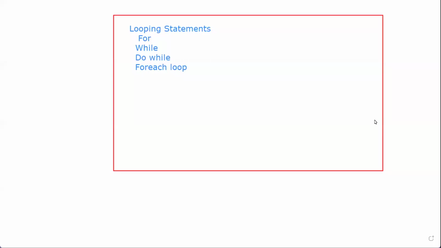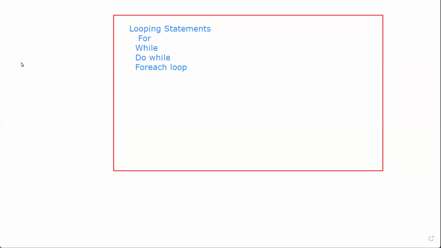Okay, so branching statements and looping statements, two different types we have. The branching statements will be helpful to execute some part of the program or to jump from one part of the program to another part of the program. So that was our discussion about the branching statements.